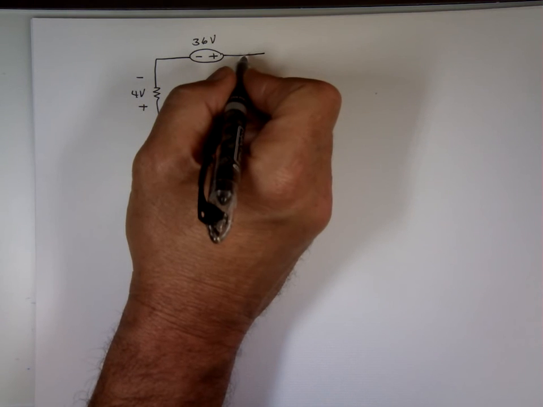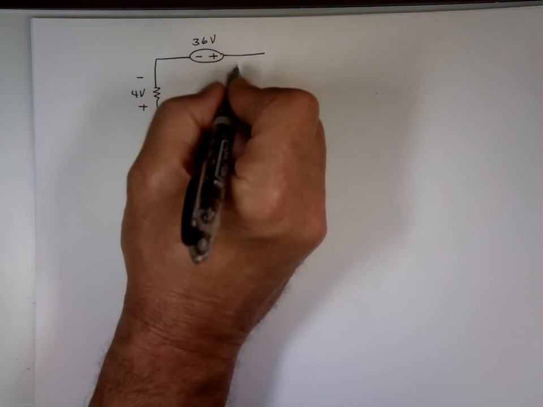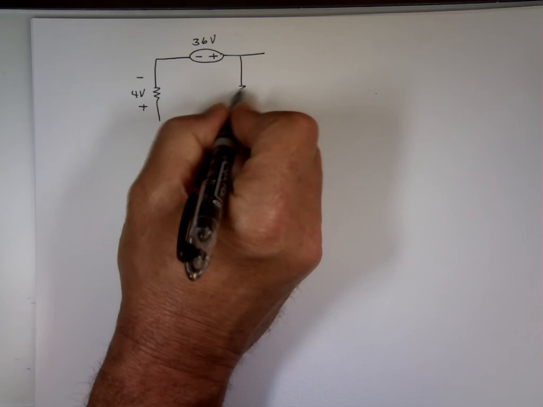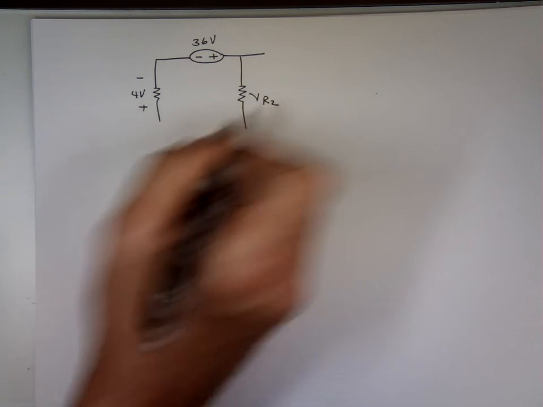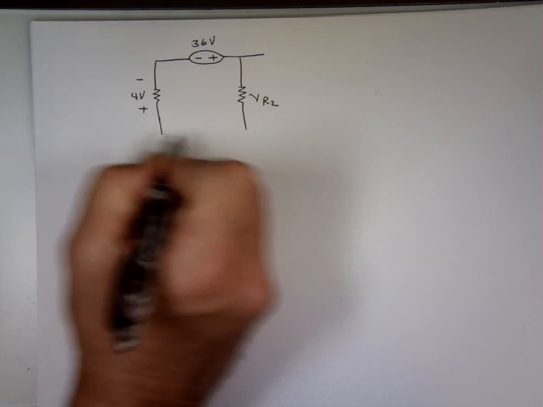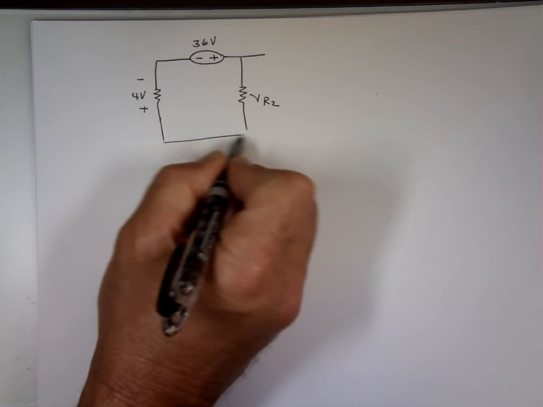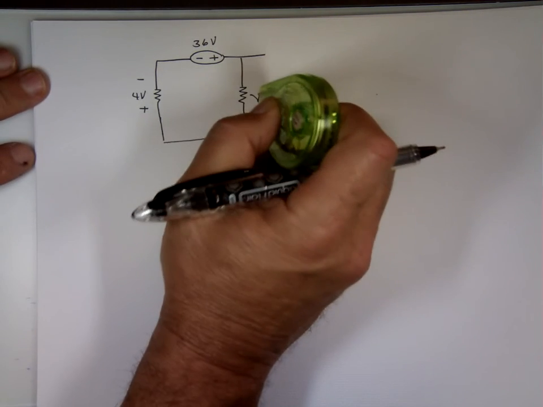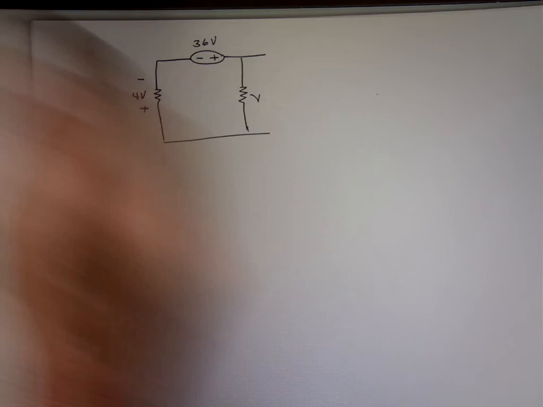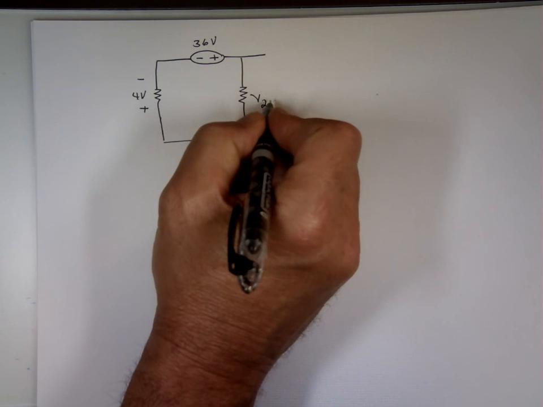I have a resistor here. I don't care about the value of the resistor, because I call that resistor R sub 2. You know what, I'm going to call it V2. I don't even want to mention R. V2 is good. And I'm going to label plus on the top, minus on the bottom.